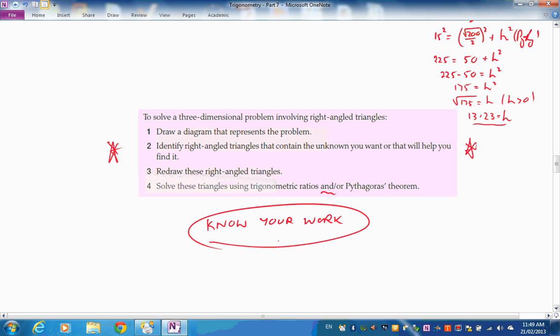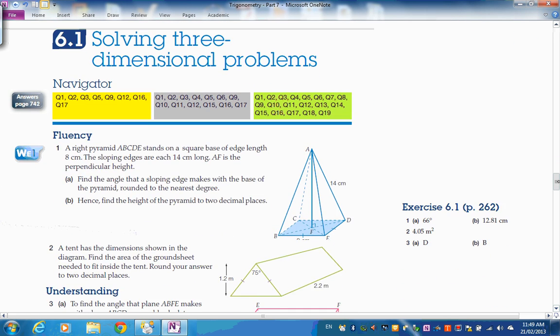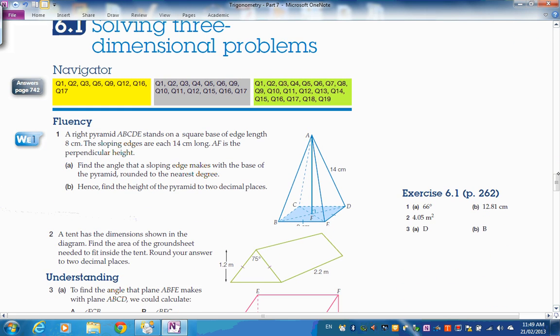And then as I work through it, I might come across other stumbling blocks. But I know my work well enough to draw a diagram, bring out the triangles that I need to work with, label the diagrams with all the information, and so on. Okay, let's go down and see how good you are. Here's your chance. Solving three-dimensional problems.